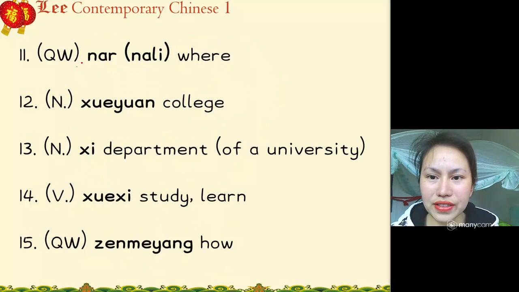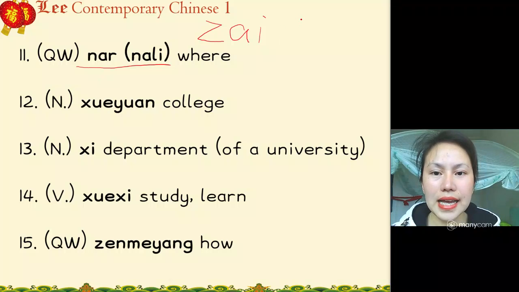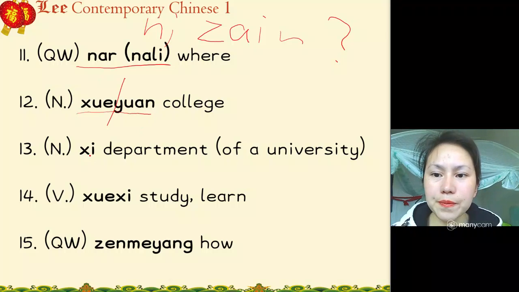Okay, next one, 哪儿 or 哪里, both mean where. 哪儿, 哪里. Remember 在 indicates place. When we ask 你在哪儿？Where are you? 你在哪里？Also, where are you? 你在哪儿？你在哪里？Okay, 学院, college.